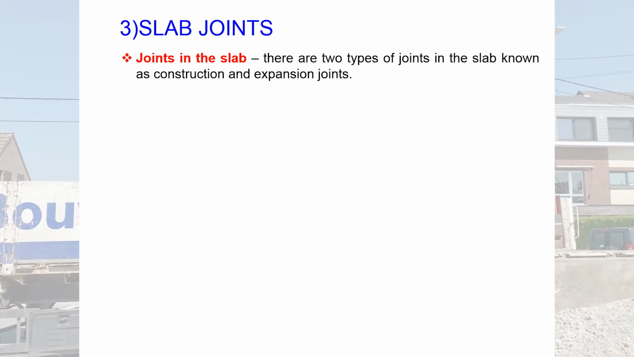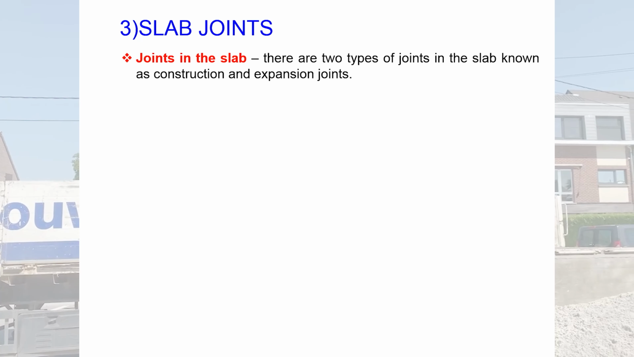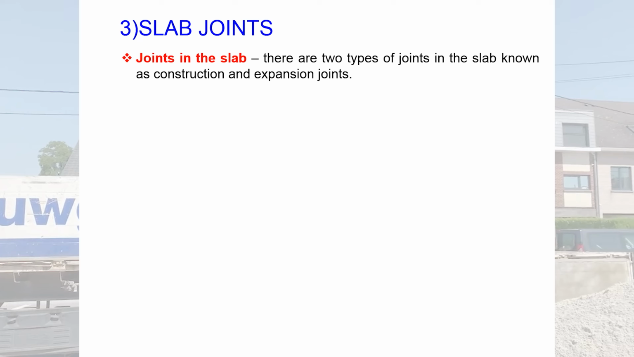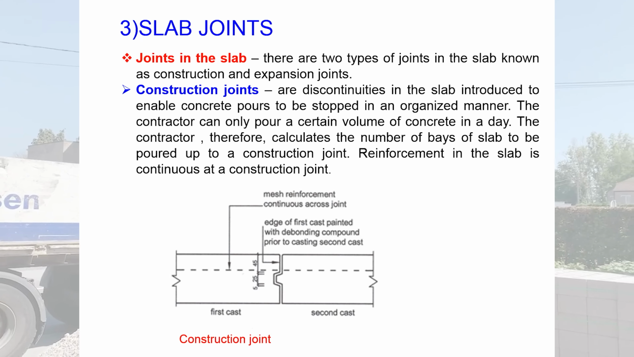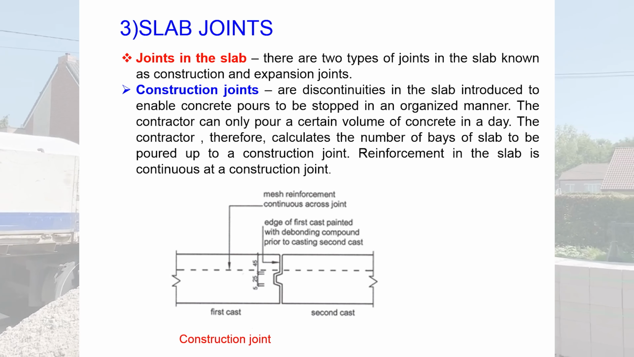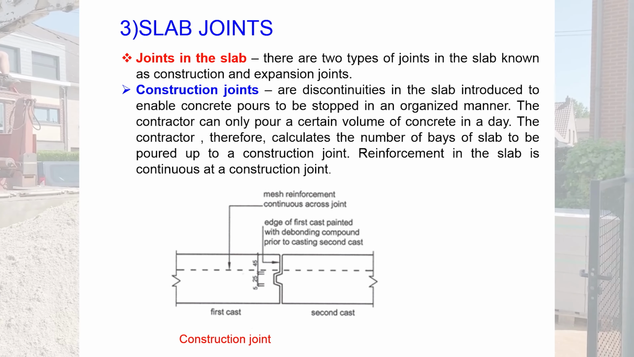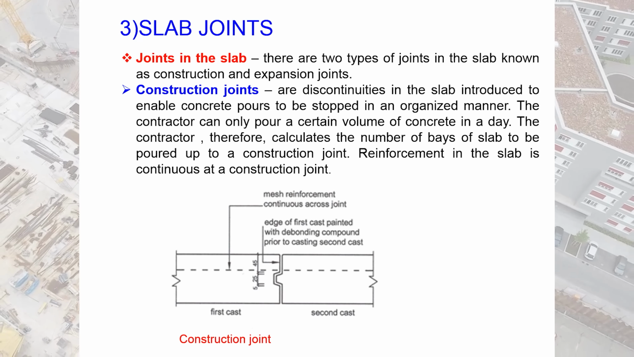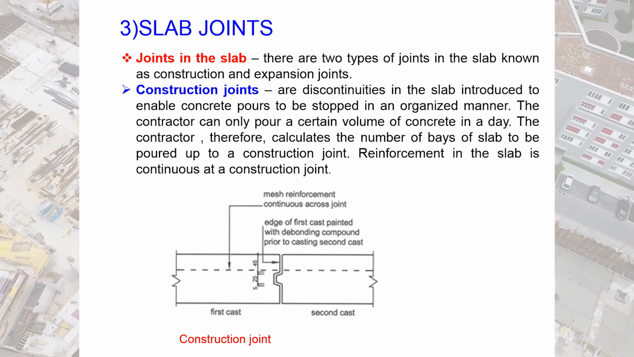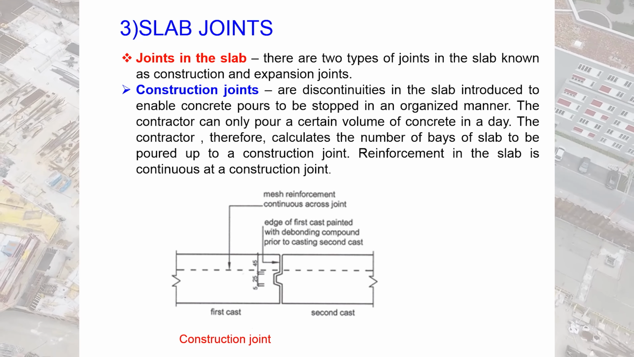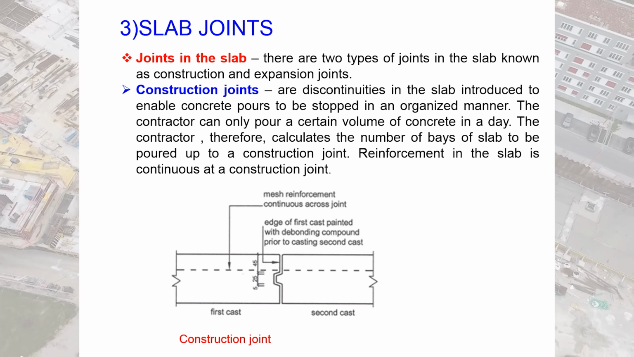Slab joints. There are two types of joints in the slab known as construction and expansion joints. Construction joints are discontinuities in the slab introduced to enable concrete pours to be stopped in an organized manner. The contractor can only pour a certain volume of concrete in a day. The contractor, therefore, calculates the number of bays of slab to be poured up to a construction joint. Reinforcement in the slab is continuous across a construction joint.